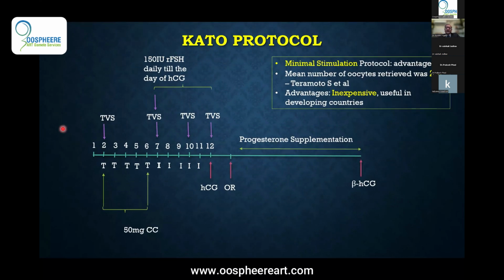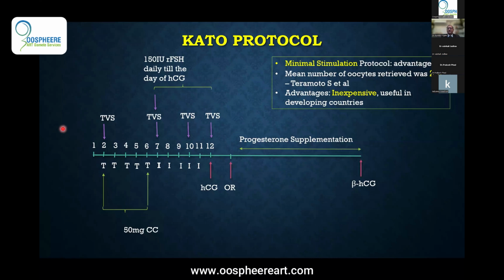Now, this is something called the CARTO protocol. You should know this is not commonly practiced. It is called the minimal stimulation protocol. So here the target is that you only get two or three oocytes. Okay. So obviously you will need a lower dosage of gonadotropin. So the whole cycle is inexpensive. Usually in poor patients and developing countries, they use this, where you will give clomiphene citrate from the second day to the sixth day. From the seventh day onwards, you will give either of the gonadotropins in a dose of 150 IU daily till the day of hCG, and you can give a trigger.